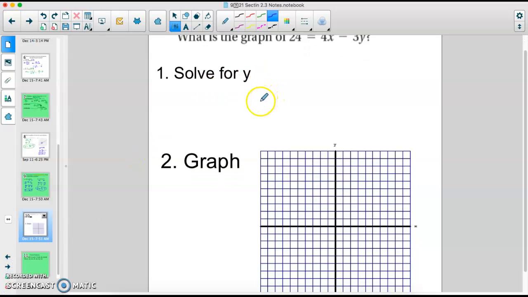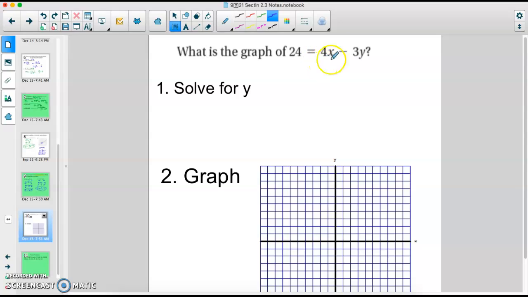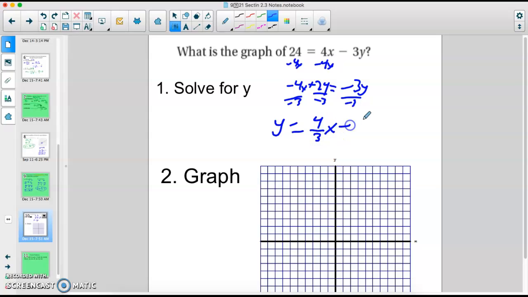Alright, so first we need to solve for y, and we're going to graph this thing. So we need to subtract the 4x over. And so we get negative 3y equals negative 4x plus 24. Okay, we divide everything by negative 3. We end up with, I'm going to move my y over to this side, if that's okay. I hope it doesn't throw you off too much. We're going to go 4/3 x minus 8.